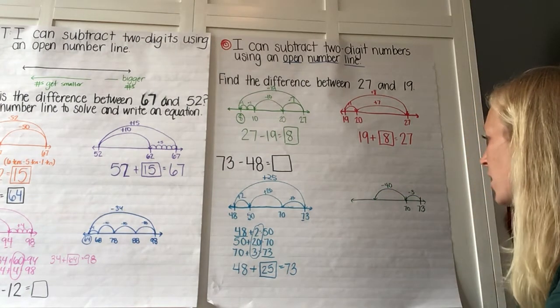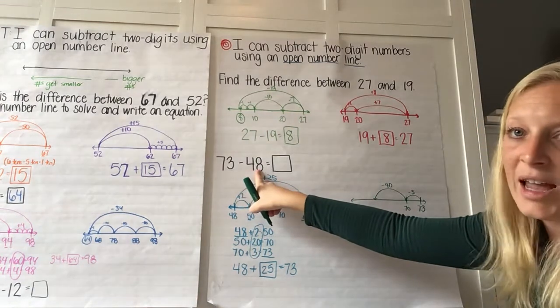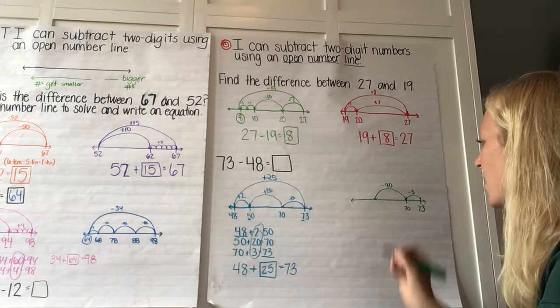Take away 40. And why that big jump of 40? You should take away 48. So you've only taken away 3 ones so far. You take away 4 10s. And what does that help you land on?